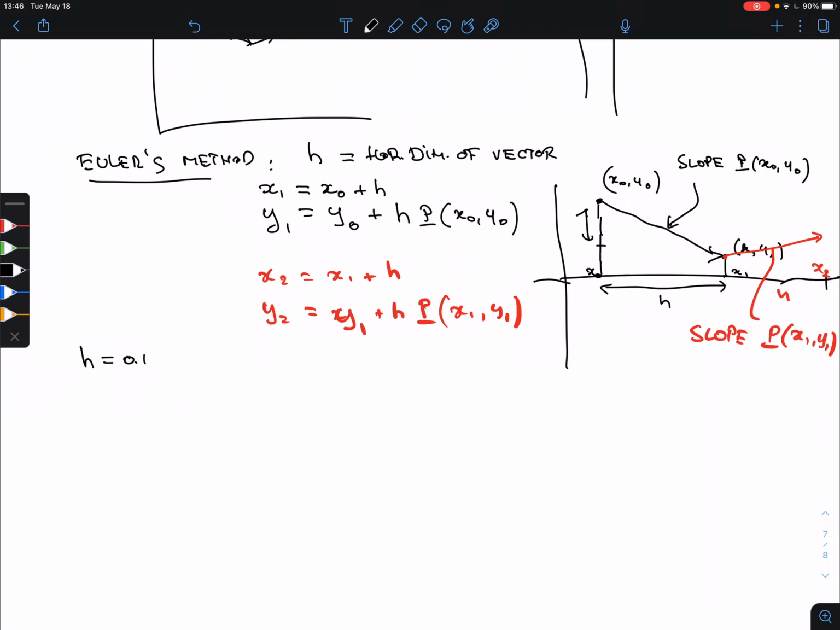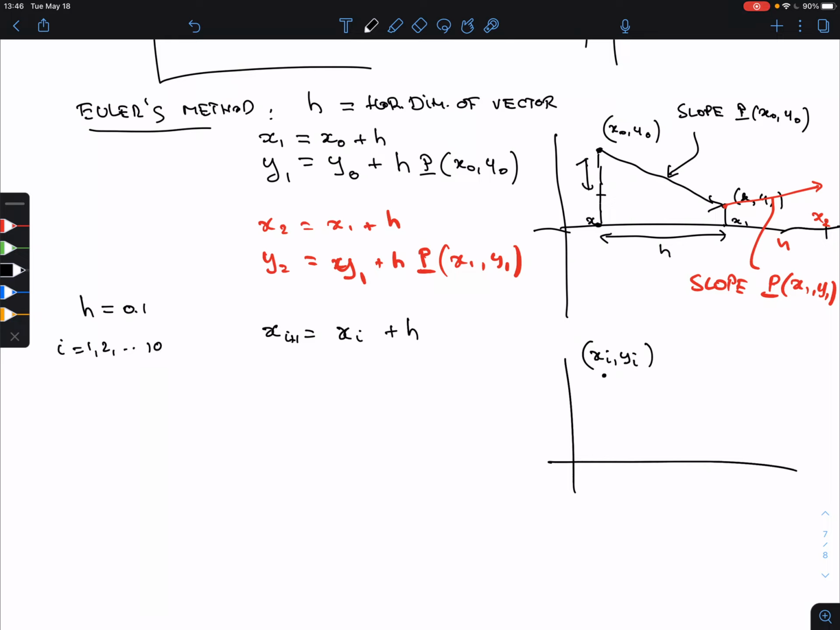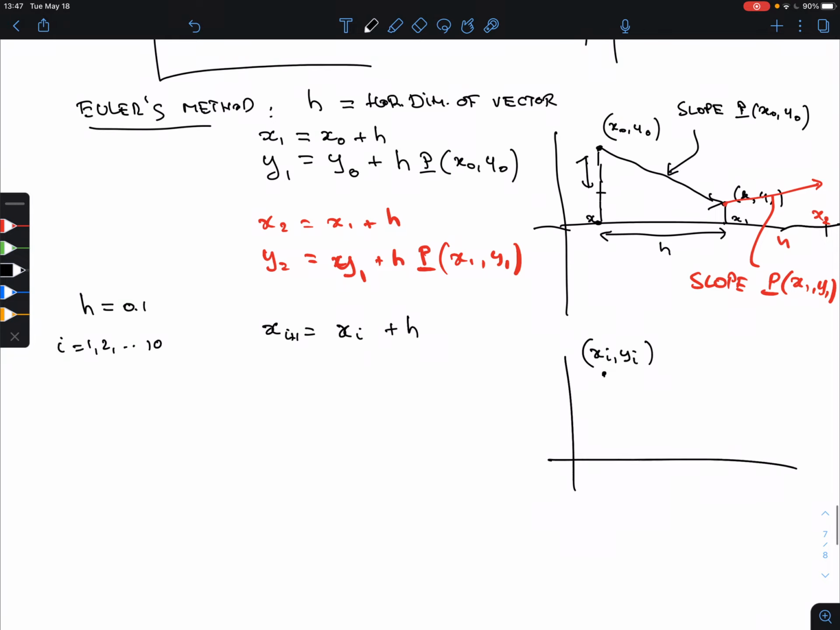So we want to write down a formula for how to calculate this. We would have x_{i+1} is x_i plus h. What I'm trying to do is, in my calculation at some point, after i calculations, i is going to go here 1, 2, all the way up to 10. And when it's 10, we are exactly where we want to be. So say I am at stage i equals 7. After 7 steps, I'm here. And now I want to calculate the next step.